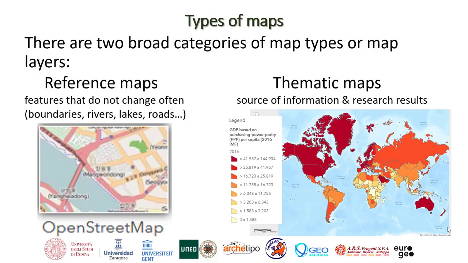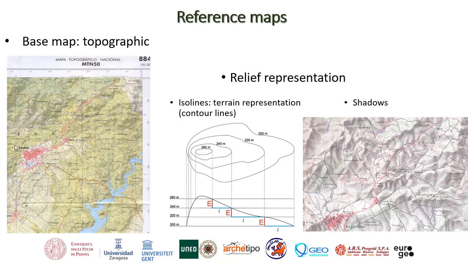Types of maps. There are 2 broad categories of map types or map layers. Reference maps or base maps with general information that is not easily changed, like boundaries, rivers, lakes, roads, such as a topographic map. Relief is frequently represented in several ways, isolines or shadows.